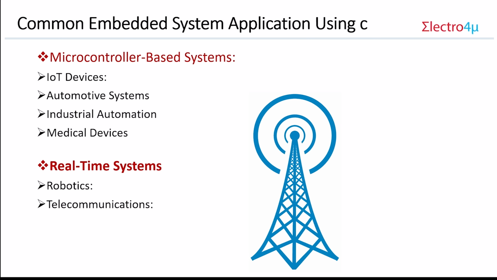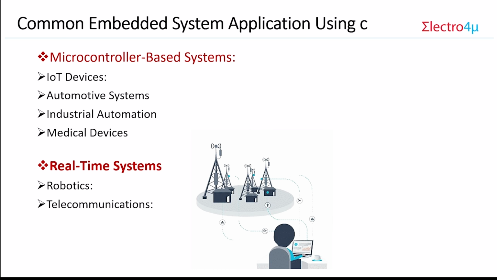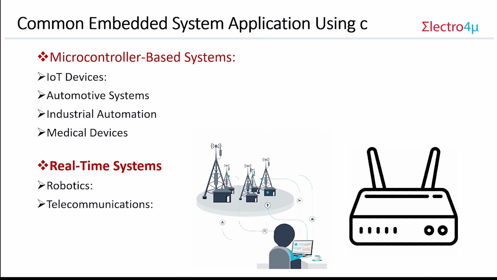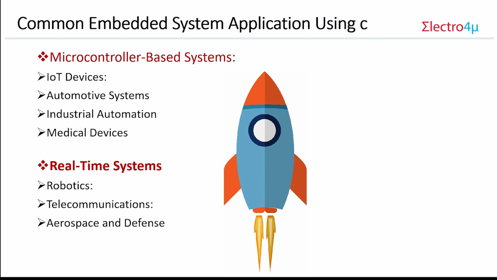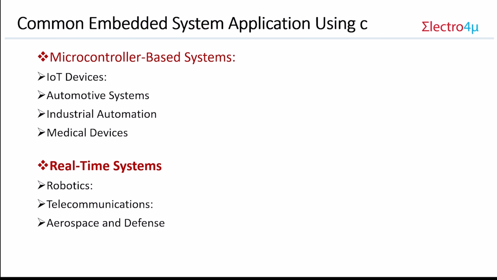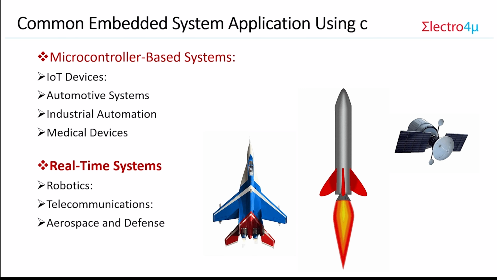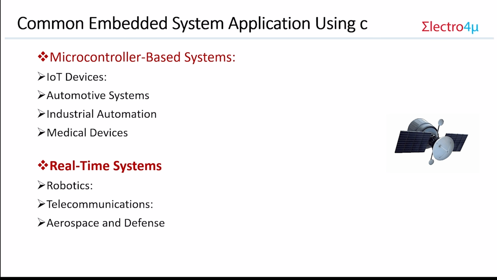Telecommunications. C is used to develop real-time embedded systems for telecommunications infrastructure, such as base stations and routers. These systems must handle high-speed data transmission and switching. Aerospace and defense. C is used to develop embedded systems for aircraft, missiles, and satellites. These systems must be highly reliable and perform critical functions.